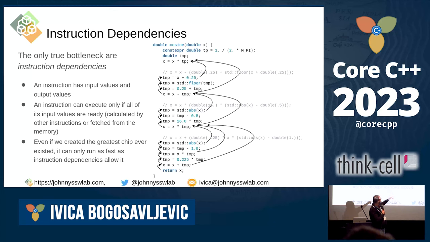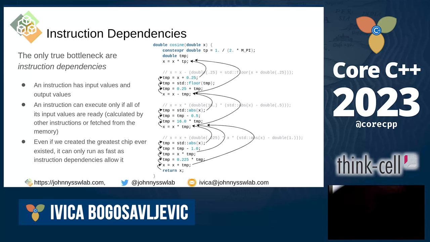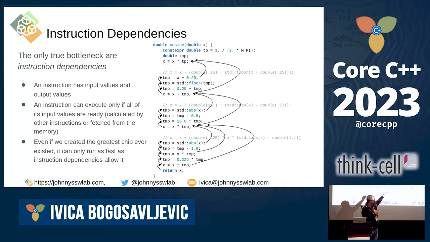So for example, if you look at this statement here, it depends on the previous one. And the statement after that depends on the previous one. So what you see here is actually a dependency chain, because most of the statements or instructions depend on the previous statement. That means when the CPU executes this function, it cannot skip over some instructions. It has to execute them sequentially.